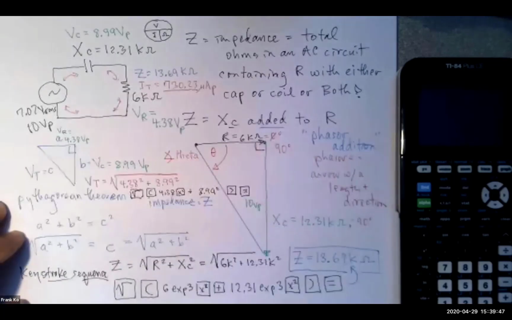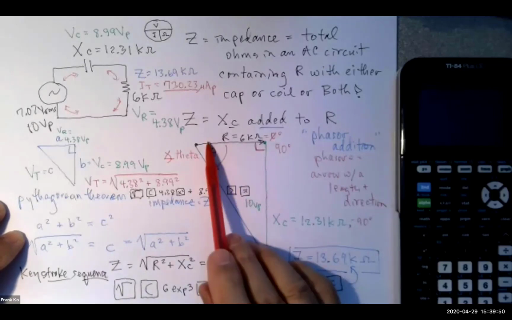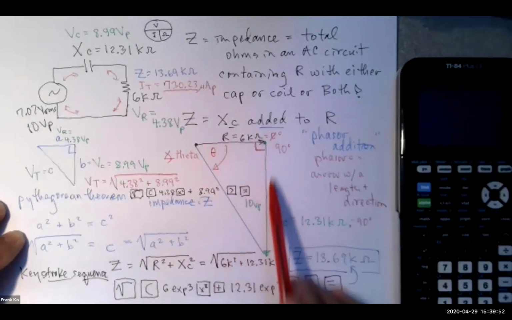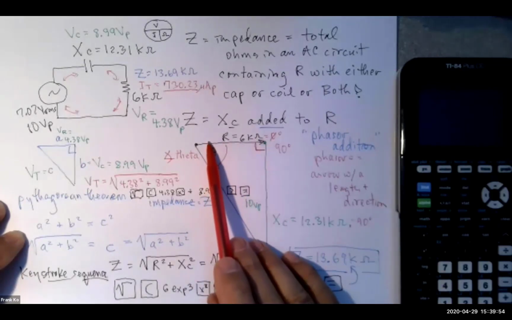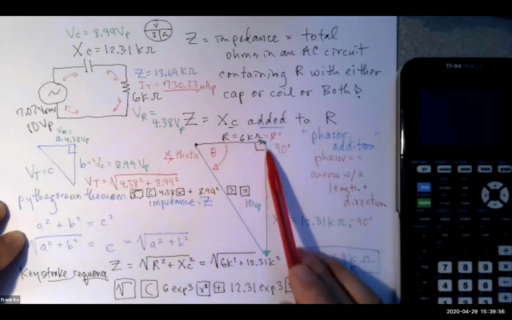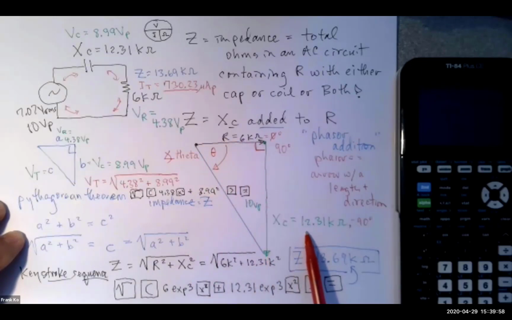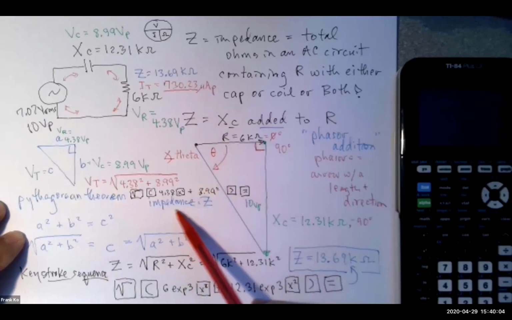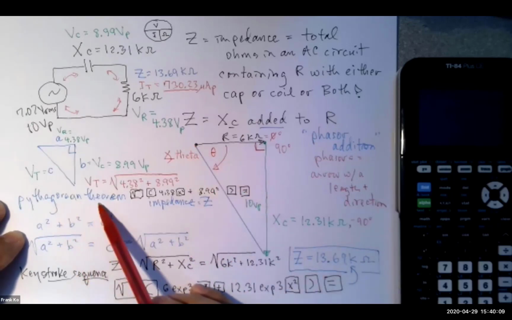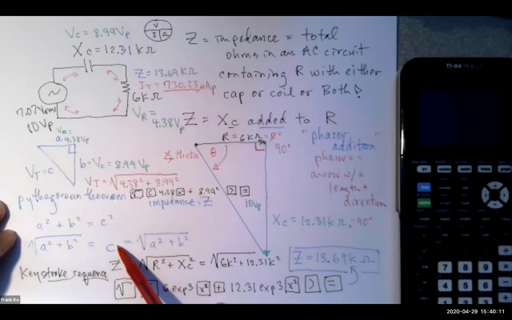So we reconcile that on our current worksheet by drawing phasors that are 90 degrees out of phase with each other. The R phasor, 6 k ohms, the X sub C phasor, which we calculated 12.31, and we draw them roughly to scale. We see something like this. Our total ohms is called impedance, drawn by the horizontal. We use Pythagorean theorem to solve for the hypotenuse. C is equal to the square root of A squared plus B squared.